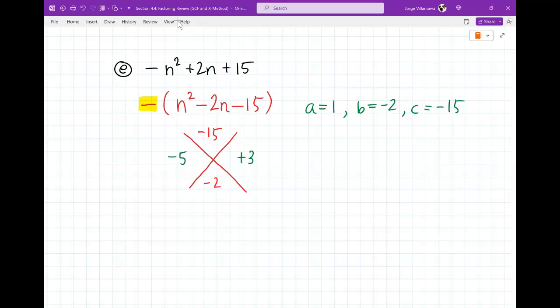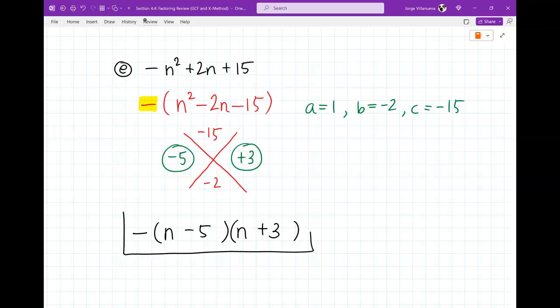Okay, normally I'm supposed to be done, right? If A is 1, then I am done. So is A 1? Yes, so that means these answers are good. So I'm going to set up my parentheses here. I put n minus 5 and plus 3 go right here. And don't forget the negative. And you're done. Okay? So this is what your homework is going to be like.